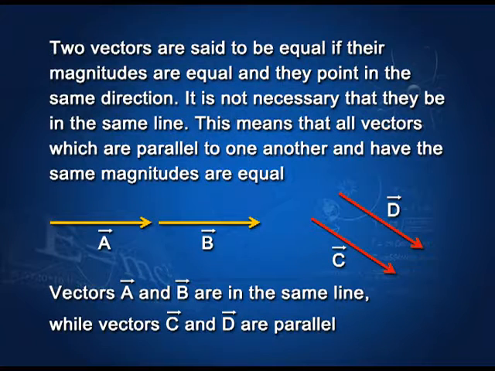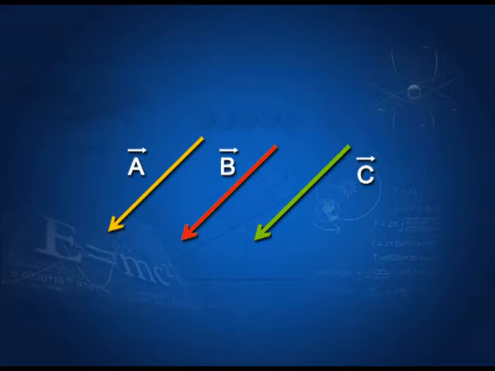Many times you will find one vector here and another vector somewhere else, but remember, as long as the magnitude of the vectors is the same and they point in the same direction, they are equal. They may not be in the same line. All that we need to understand is vectors are equal when their magnitude is equal and they point in the same direction. Here I have drawn three vectors A, B and C. They are all equal, you can see why.